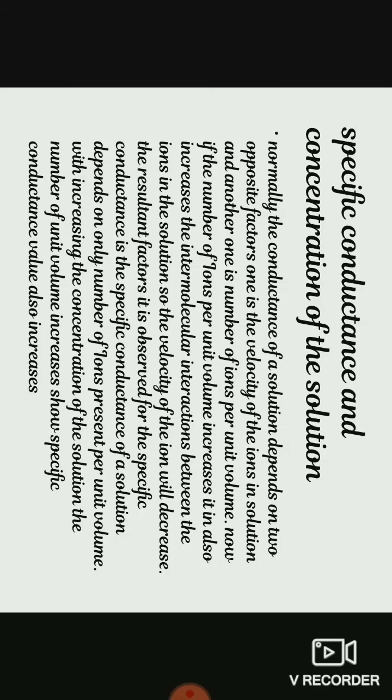Now, specific conductance and concentration of the solution. Normally, the conductance of the solution depends on two opposite factors. What are these opposite factors? One is the velocity of the ions, and the other is the number of ions per unit volume. The first one is velocity of the ions. If the velocity of the ions increases, then the conductance value also increases.